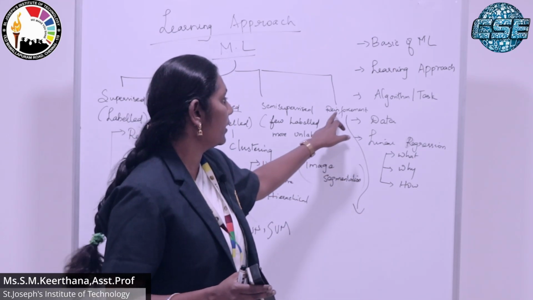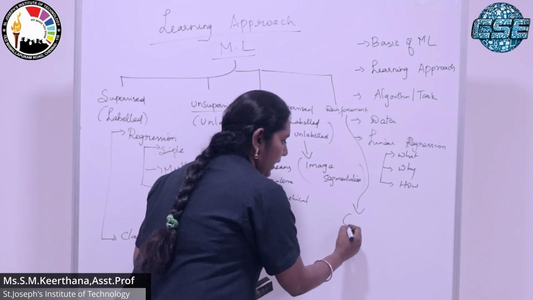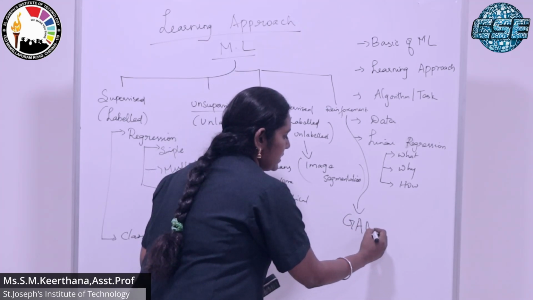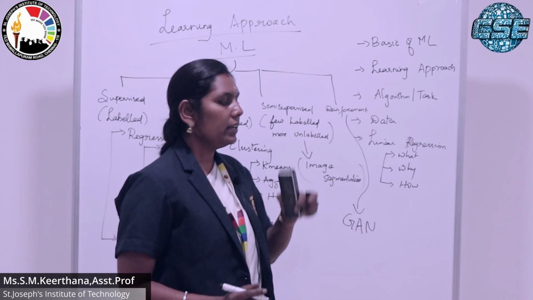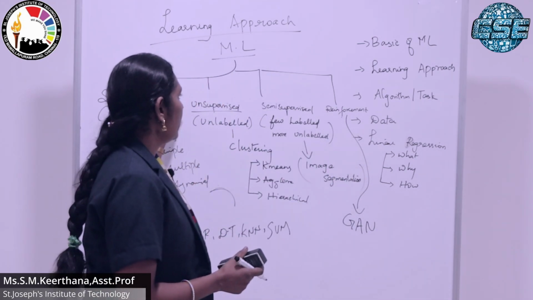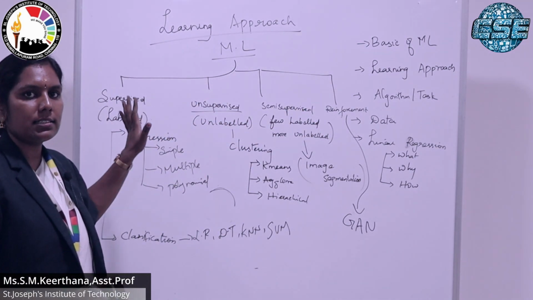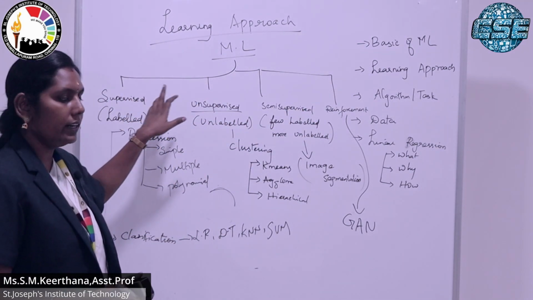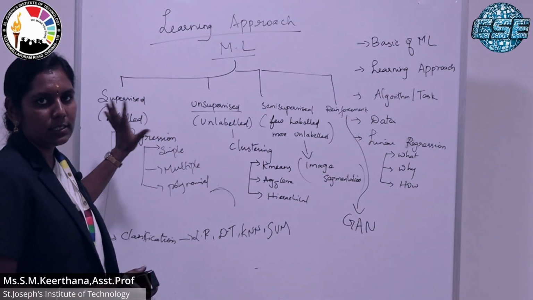In the reinforcement learning approach, one of the major tasks used is GAN, Generative Adversarial Network. This is the type of task that is available in the reinforcement algorithm. Now I know the learning approaches that are available in ML, what tasks are individually present in each learning approach, and what algorithms I am using for completing a particular task.